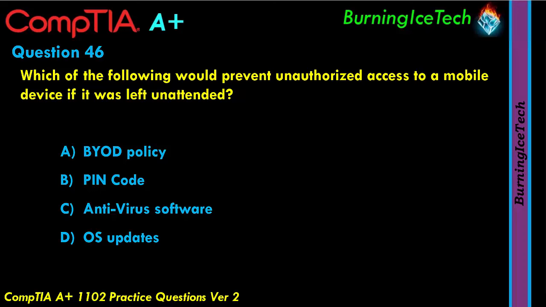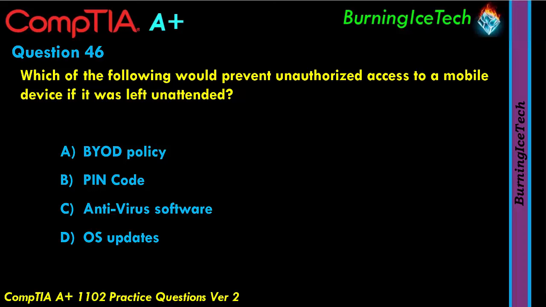B, a PIN code. Now that sounds pretty good. So if I leave my phone on a desk and someone steals it or grabs it or whatever, a PIN code will keep them from seeing information. They need the PIN code, or at the very least, they need to crack that PIN code first before they can get access to the information on that mobile device. So B is so far the best answer here.